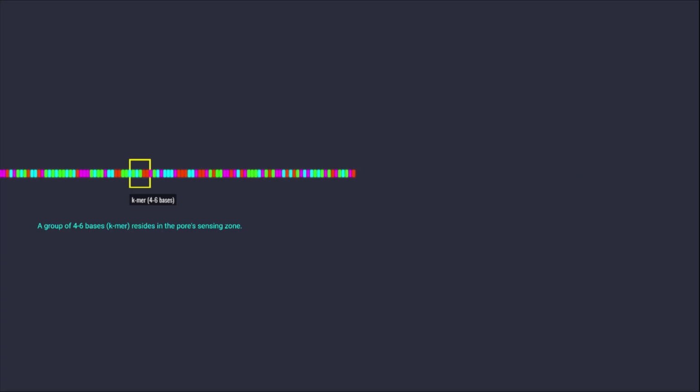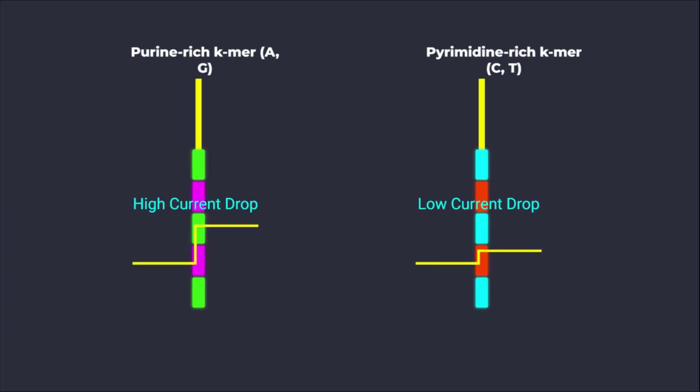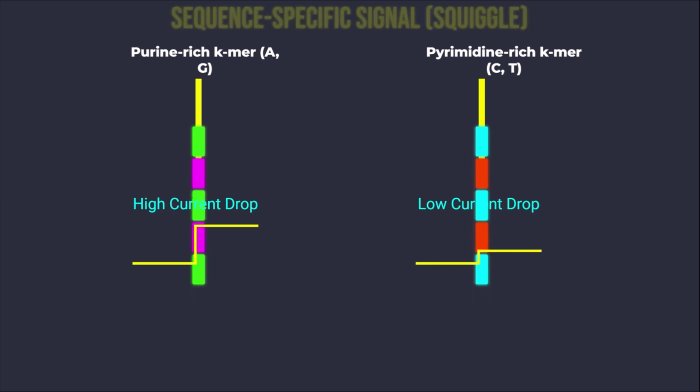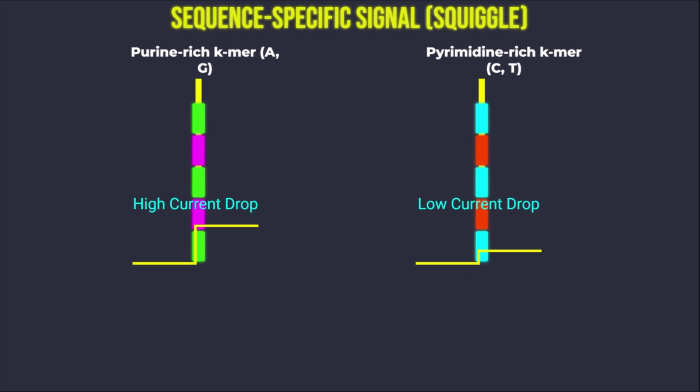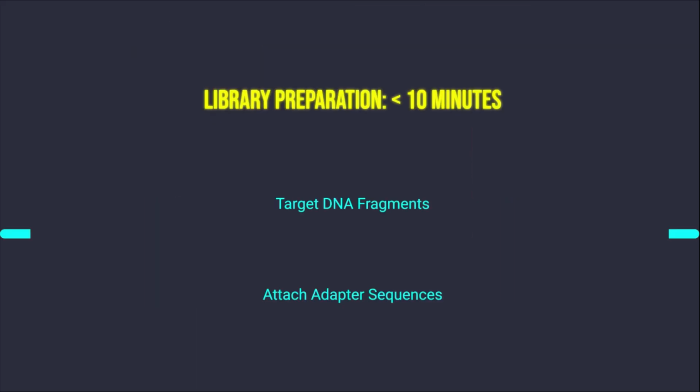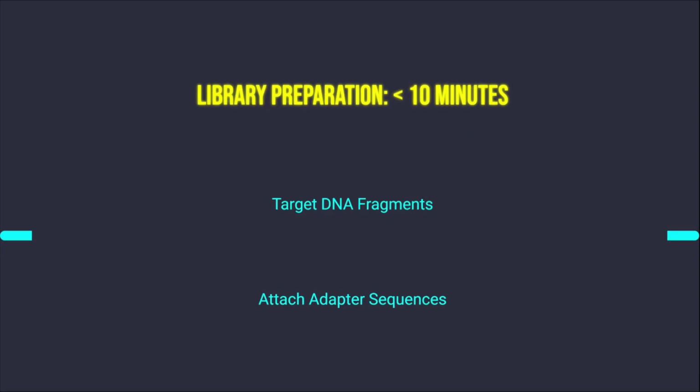This group of bases, known as the k-mer, dictates the magnitude of the current blockage. For example, a k-mer rich in purines, adenine and guanine, causes a different current drop compared to a pyrimidine-rich k-mer. The system measures the duration and amplitude of these current fluctuations, generating a raw electrical signal called a squiggle. This squiggle is the direct electronic readout of the DNA sequence passing through the pore.